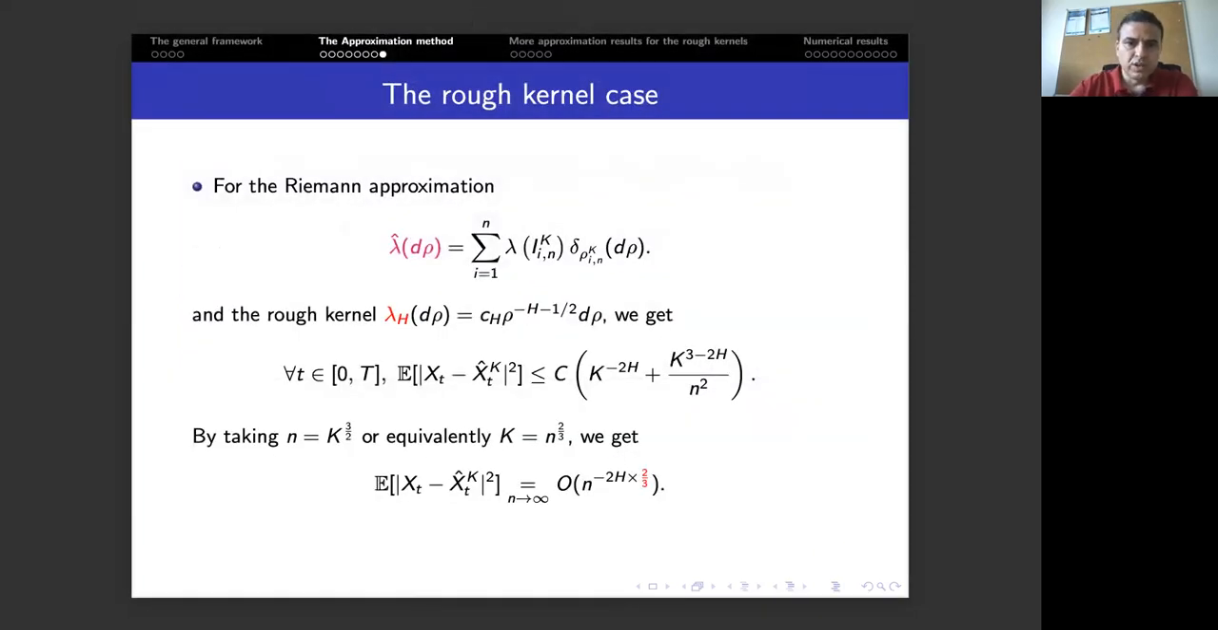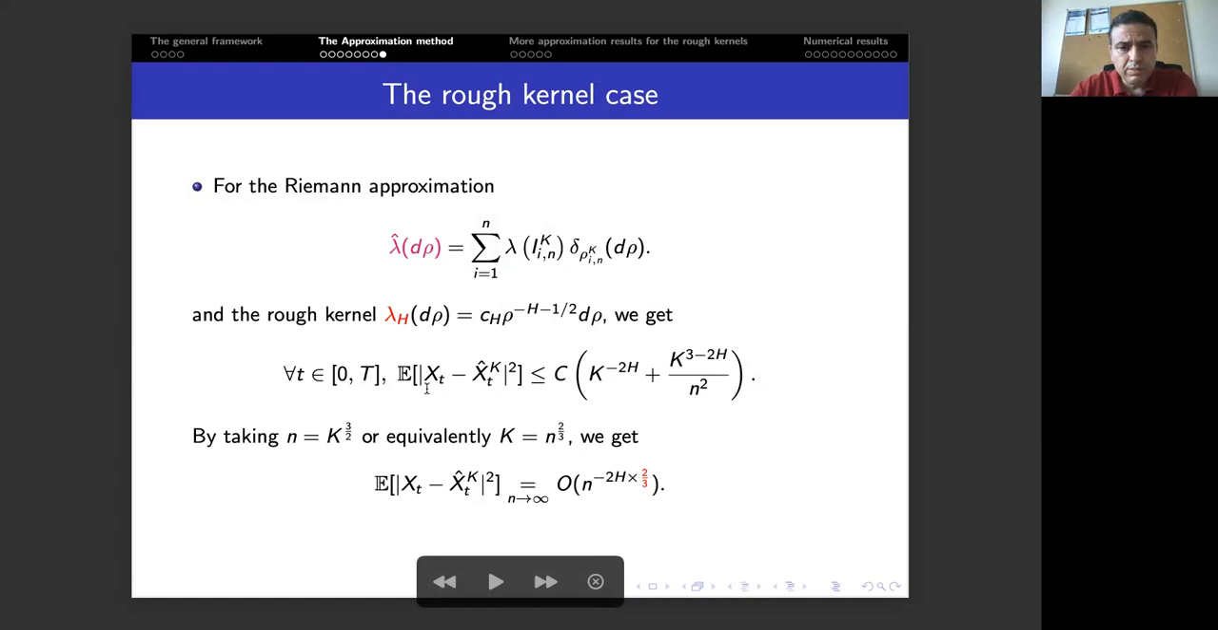So now, what about considering at the same time the rough kernel case? As we still keep the naive approximation, in the paper we refer to this as a Riemann approximation, based on these n Dirac points with these multiplicative weights, the measure lambda of each small interval I of k. So for the rough kernel case, the previous result reads as follows.